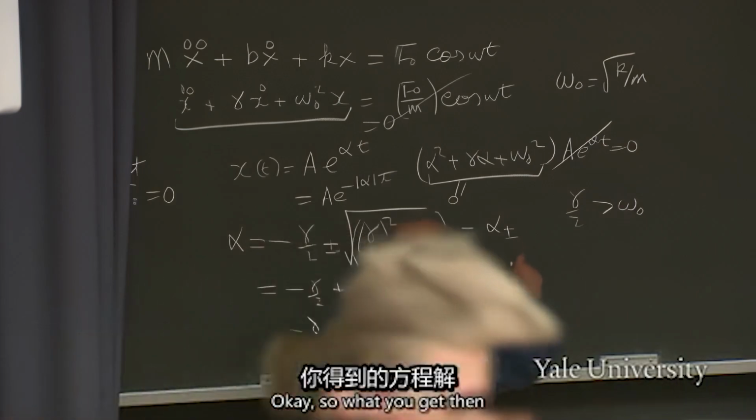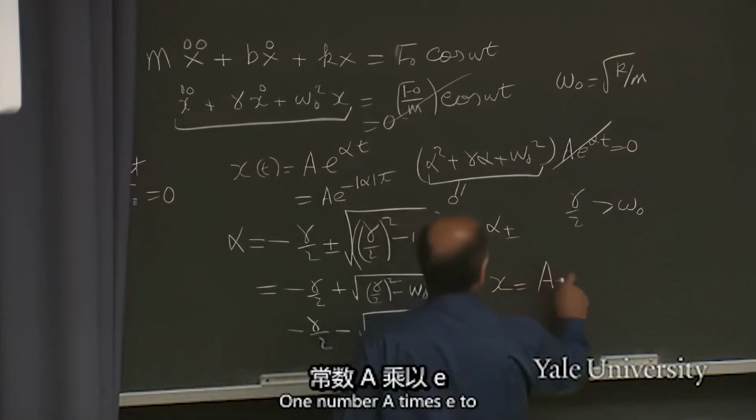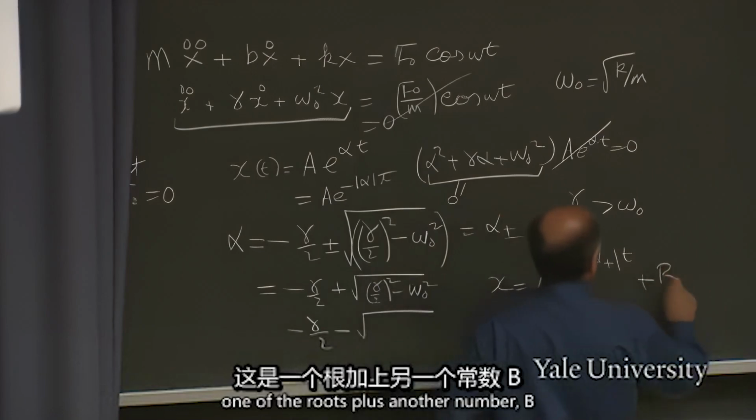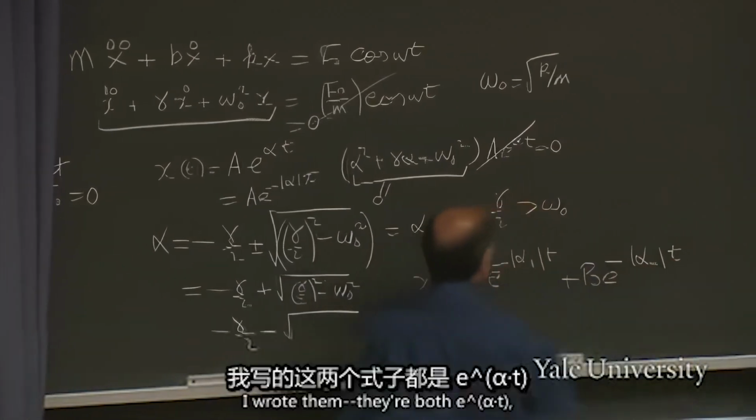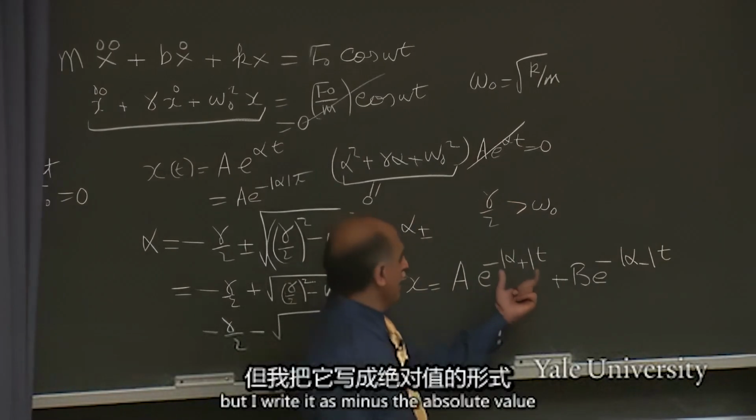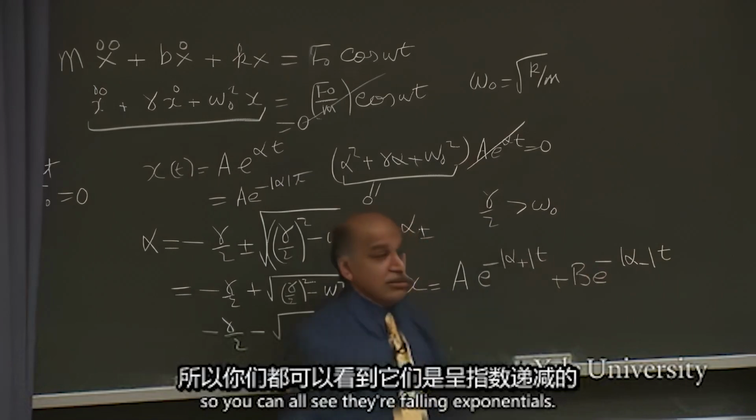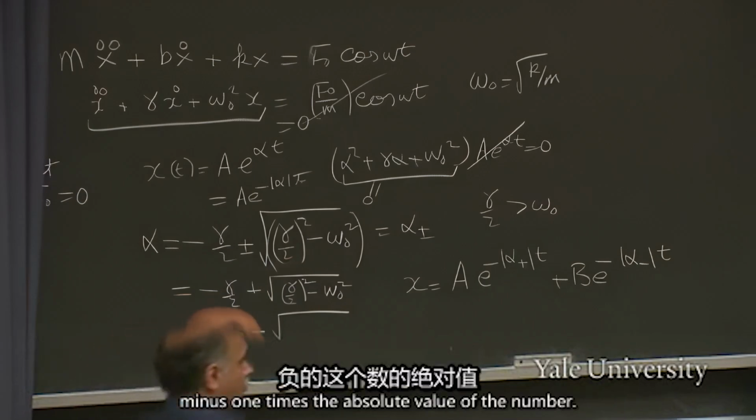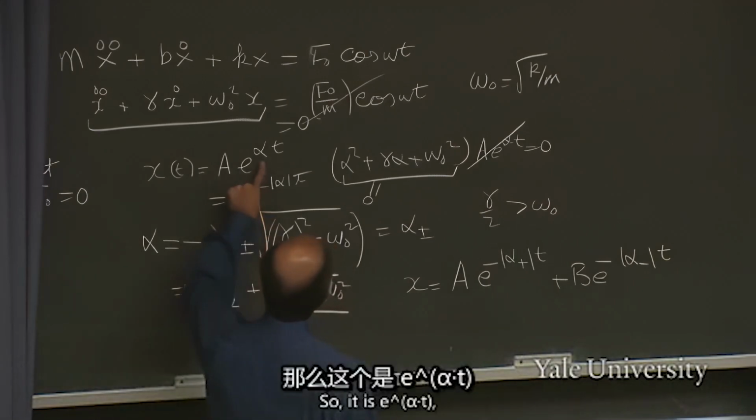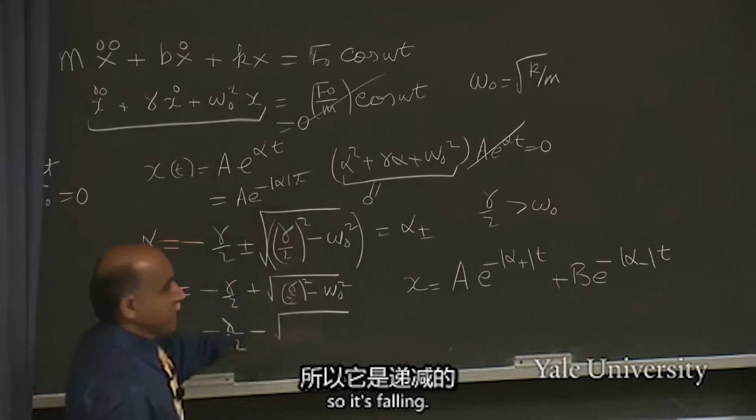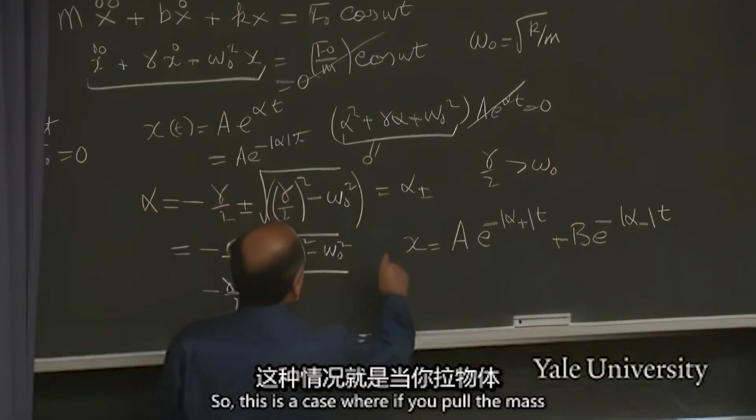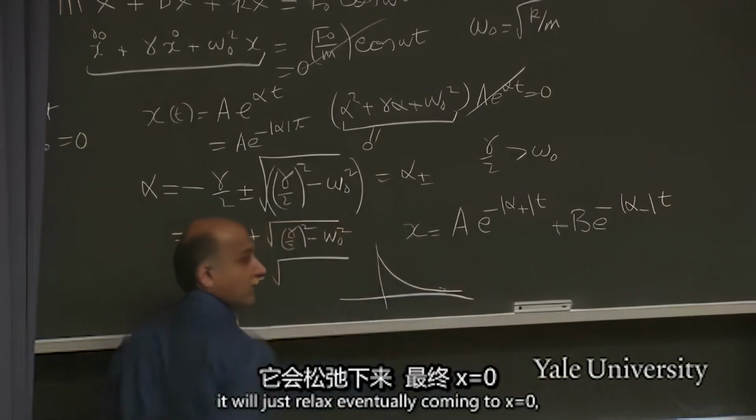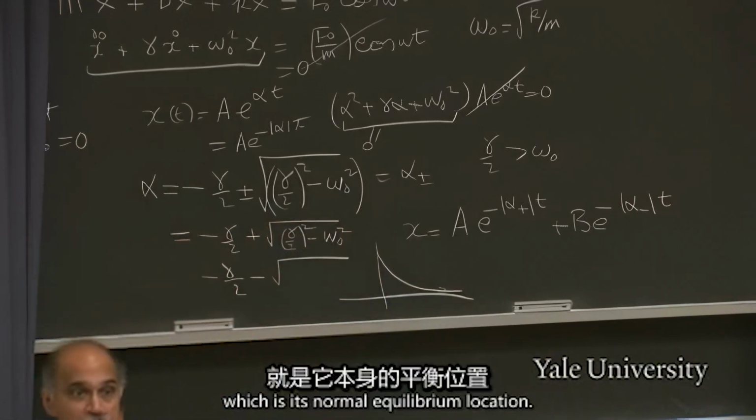Okay, so what you get then is a solution that looks like this. One number a times e to one of the roots plus another number b times e to the other root. They're both e to the alpha t, but I write it as minus the absolute value, so you can all see they're falling exponentials. You understand if a number is negative, like negative 5, that can be written as minus 1 times the absolute value of the number. So it is e to the alpha t, but I want to write it in this form. So it's falling. This is a case where if you pull the mass and you let it go, it will just relax, eventually coming to x equal to 0, which is its normal, equilibrium location.